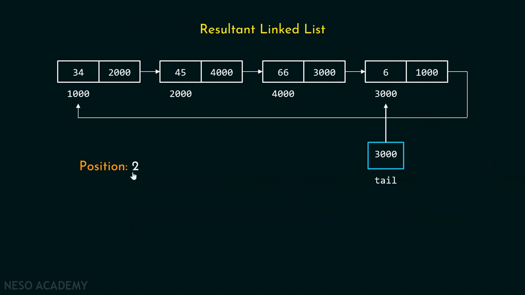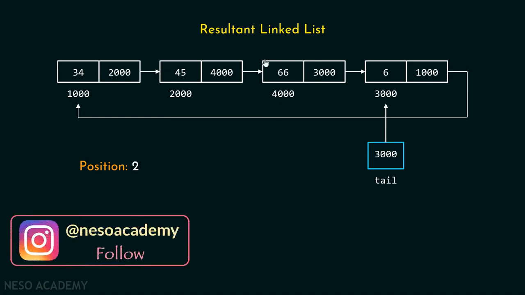You can see over here, this is the resultant linked list so obtained. When we have position equal to 2, that means this new node has been added between these 2 nodes, right? And obviously the time complexity is big O of n because traversal is involved, right?